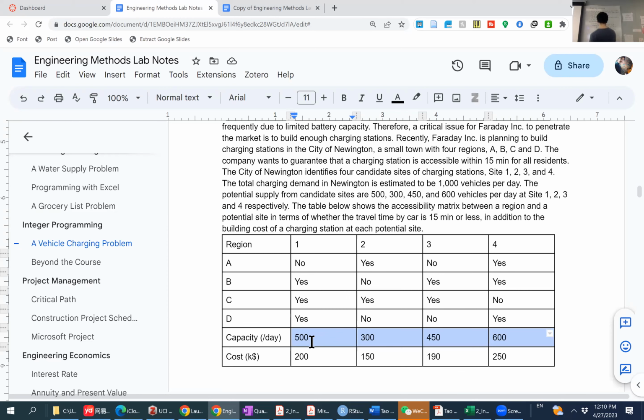So they are linear combinations between the coefficients, either 0 or 1, and the decision variables from x1 to x4. Each of them has equal to or larger than 1 on the right-hand side. So that's the accessibility constraint.